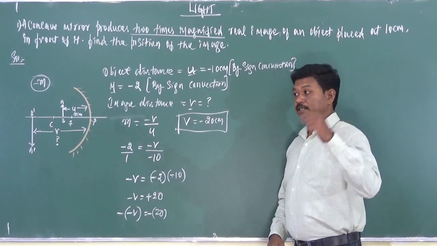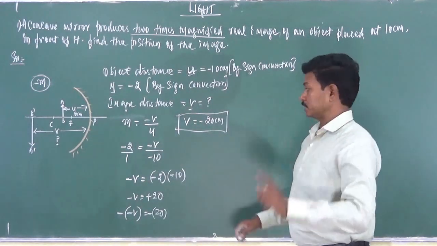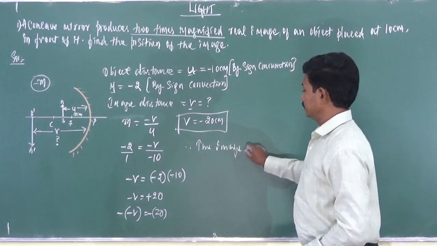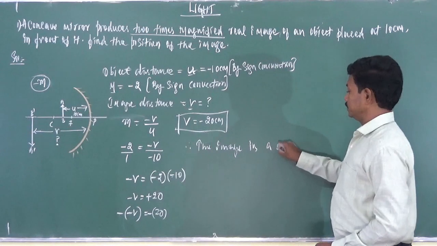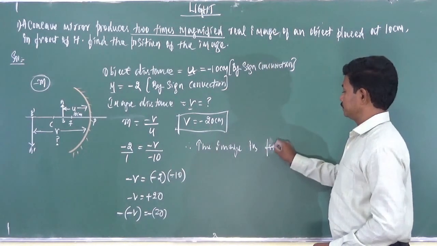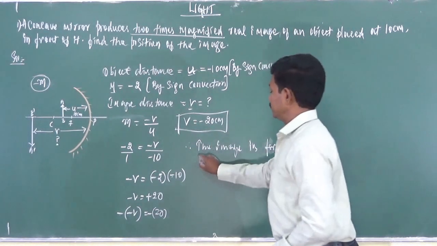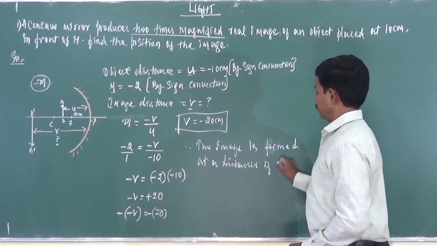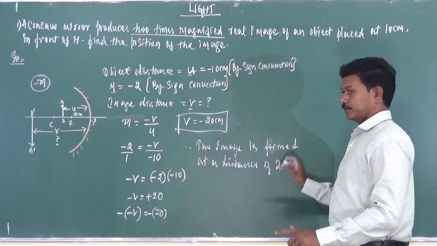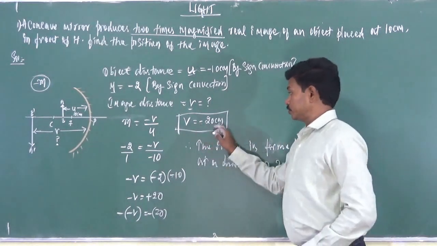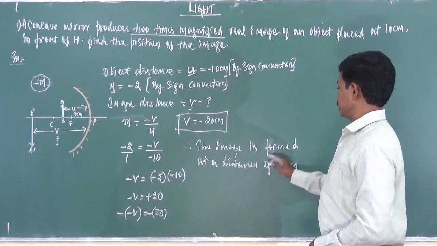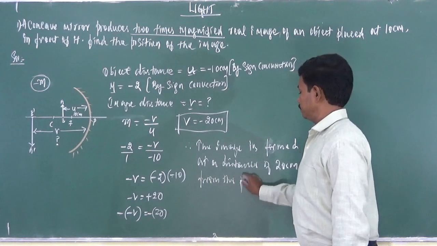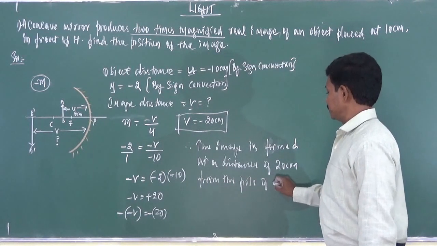But while putting the answer inside the box, maintain the sign. So therefore, the image is formed at a distance of 20 centimeters. So write just 20 is enough. But while giving the answer, show that it is minus 20. So the image is formed at a distance of 20 centimeters from the pole of mirror or from the mirror.